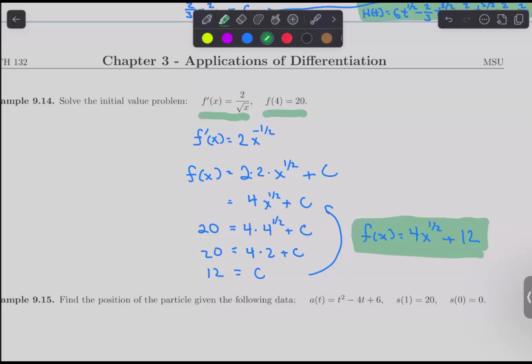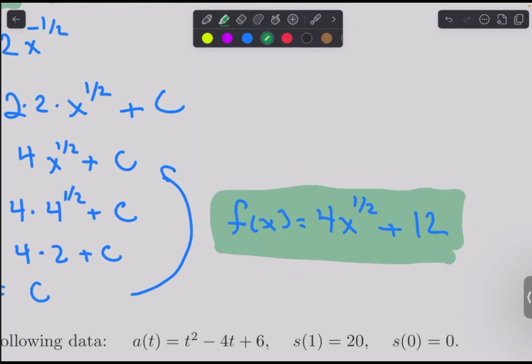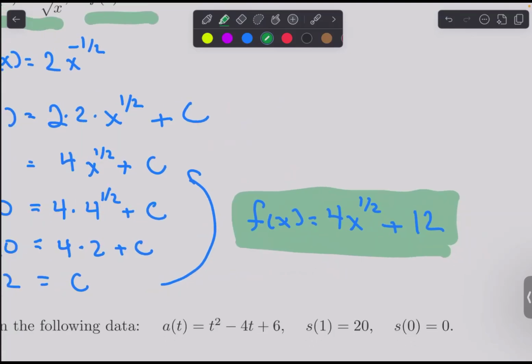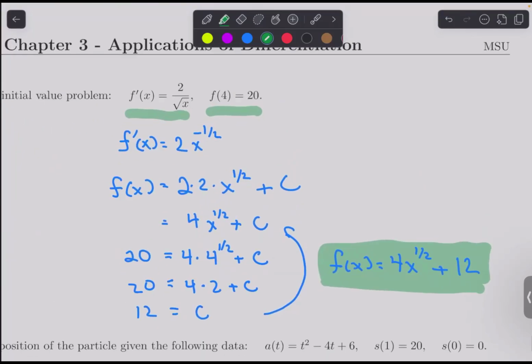All right. Well, you can see that I went ahead and, hopefully while you paused the video, wrote out my answer for this problem. But let's go ahead and talk through this. If you got the answer of 4x to the 1/2 plus 12, then I think you're on the right track. So again, the first thing I did was a bit of a rewrite here.